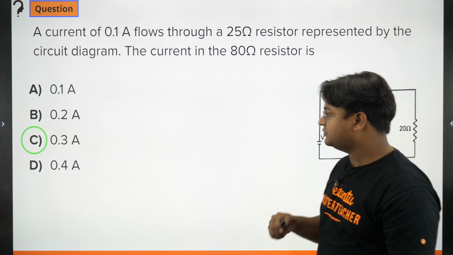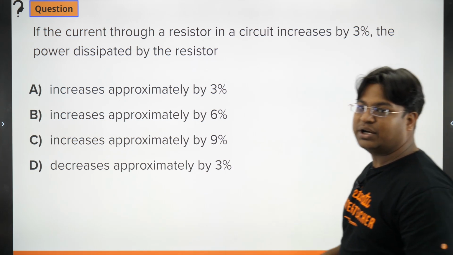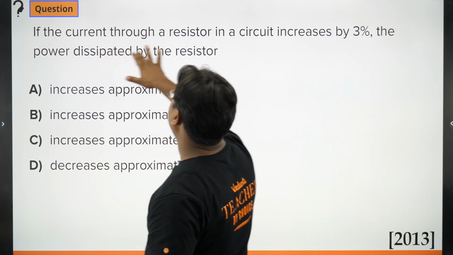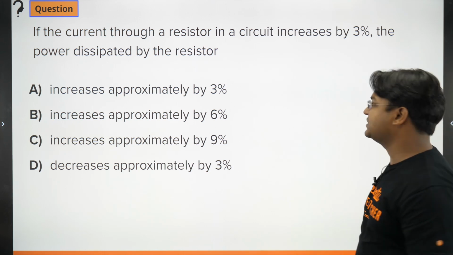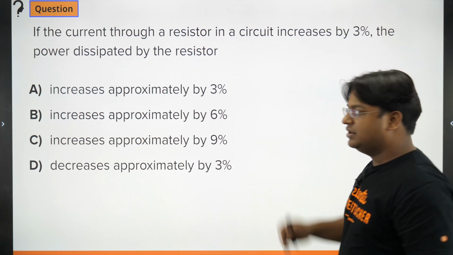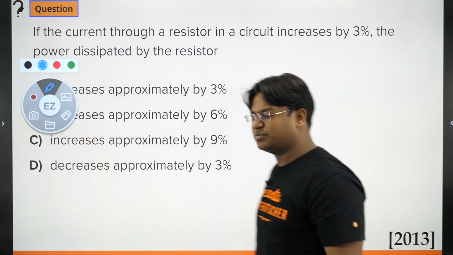Alright, it is the correct one. Alright guys, now let's have a look at this question. This question says, if the current through the resistor in a circuit increases by 3%, power dissipated... See, the increase in current is not too great, it's small only.